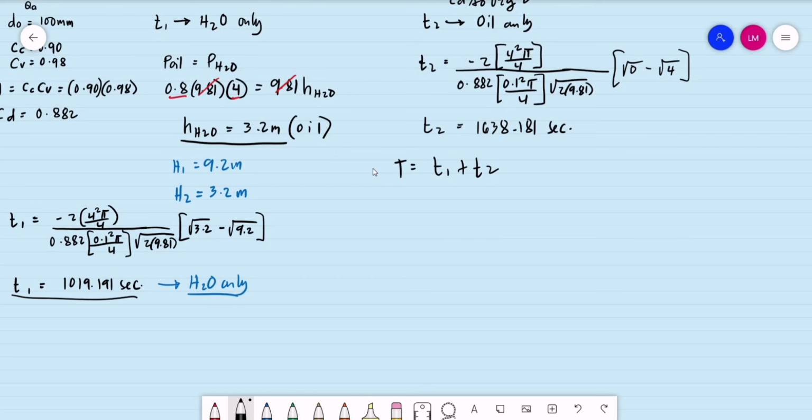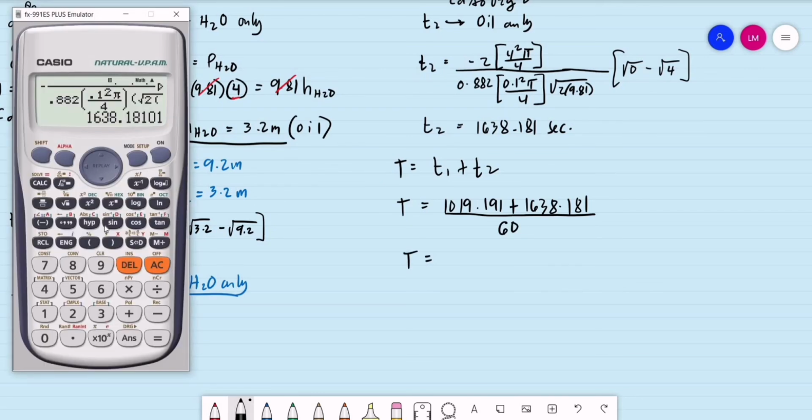Ganito kapag layers of liquid, kailangan separate. Okay, the total time is now equal to 1,019.191 plus 1,638.181. Nasa seconds yan kapag i-convert natin sa minutes divided by 60. We'll be having the total time, that is 1019.191 plus 1638.181, in seconds divided by 60 to be in minutes.